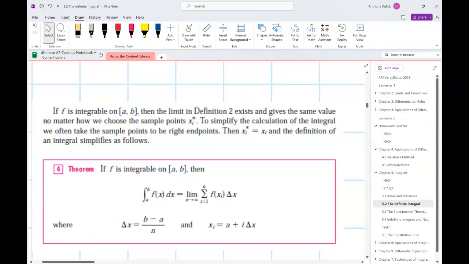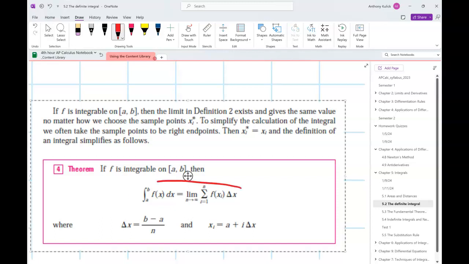So if f is integrable on [a, b], definition 2 exists and gives the same value no matter how we choose our sample points, our xi stars. So in practice, we just assume them to be right-hand endpoints. So the xi star just becomes xi.